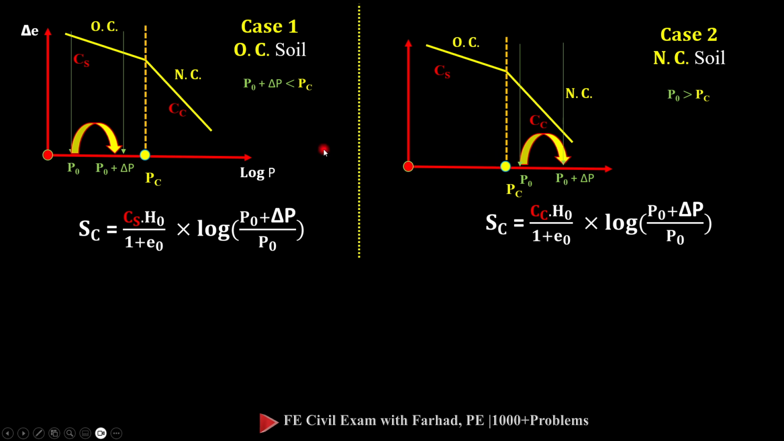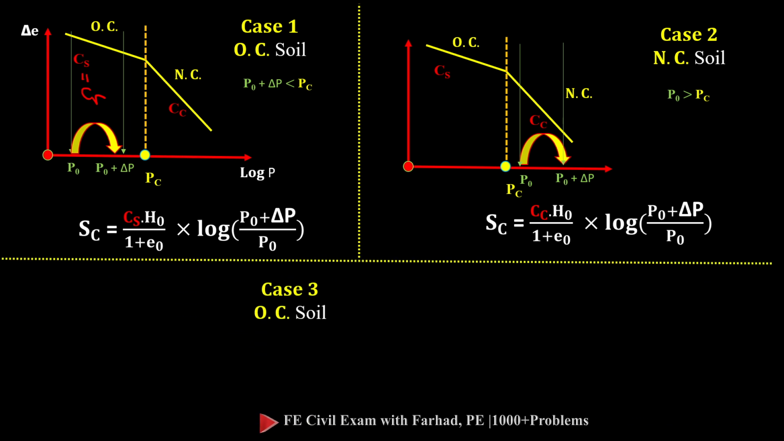Then the other scenario is exactly the opposite of this one. Both feet are standing after P naught, so definitely we are in the normal consolidation range. So case one is in the overconsolidation domain. Case two is in the normal consolidation domain, and the only difference is we use CC, the compression index, and then CS, which we call the swell index or recompression index. We also show that by CR, just in case you see that in the exam.